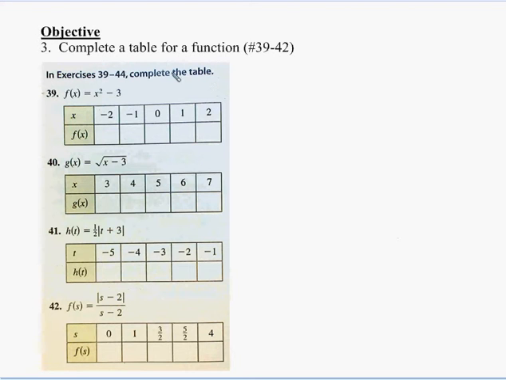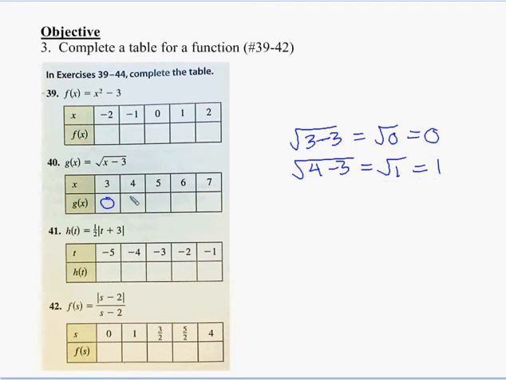All right, now when we get to this part, this is actually the easiest part right here, because all you have to do is take each of these numbers in the table and plug them in. That's all you got to do. So, for example, this one right here, all you got to do is do the square root of 3 minus 3, which is the square root of 0, which is 0, so this value is 0. Here would be the square root of 4 minus 3, which is the square root of 1, which is 1.